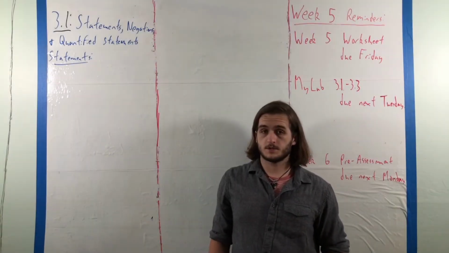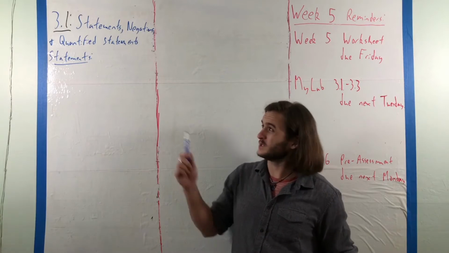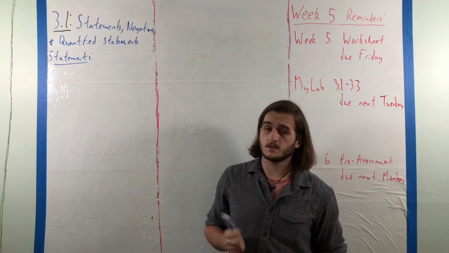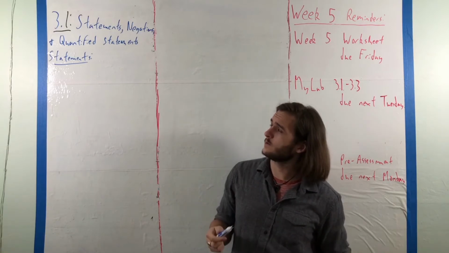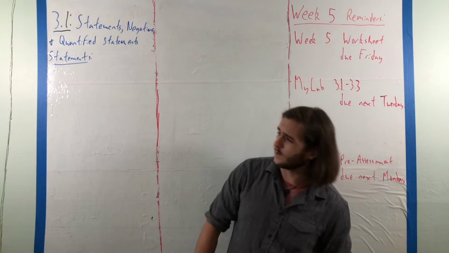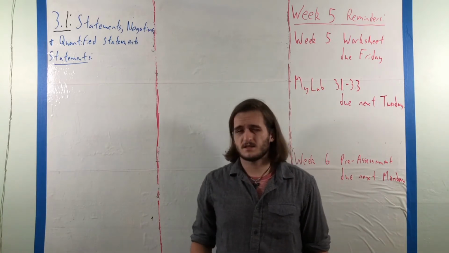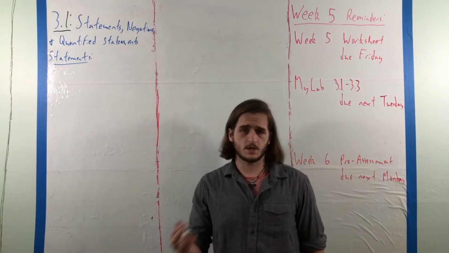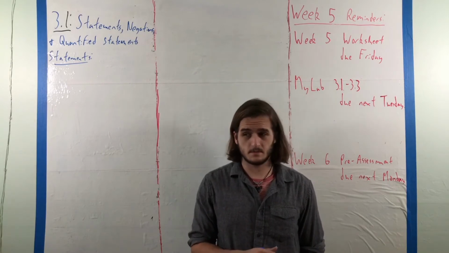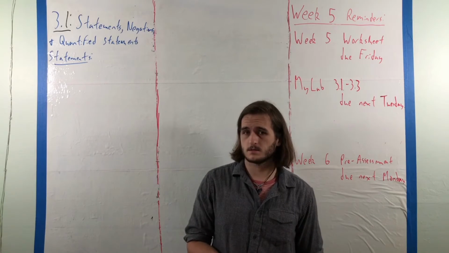Now that we're finished with our first unit, we're going to move on into chapter 3, which is another unit all of itself, discussing logic, starting with section 3.1, where we're going to introduce the ideas of statements, negations, and quantified statements. And this is going to be a lot like what we did in chapter 2. There's actually a fair amount of notation that's pretty similar and means very similar things.